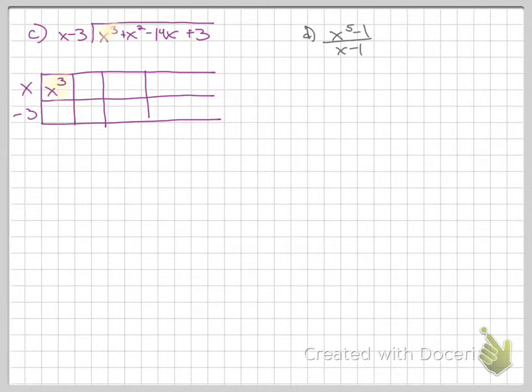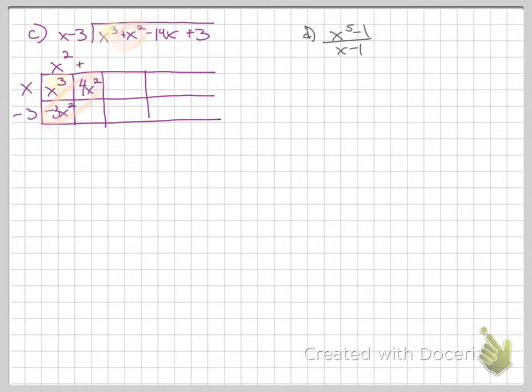Left times the top has to equal that, so the top needs to be x squared. Bottom left times the top. The next diagonal is supposed to equal the next number. So negative 3x squared. I need it to be positive x squared, so I need 4x squared.